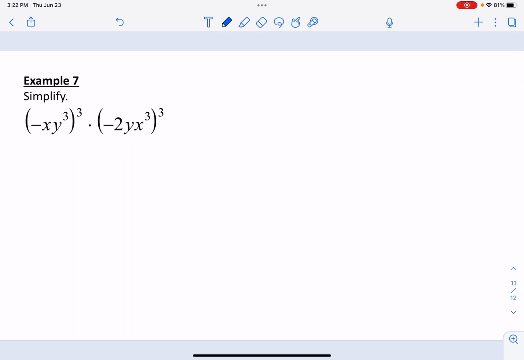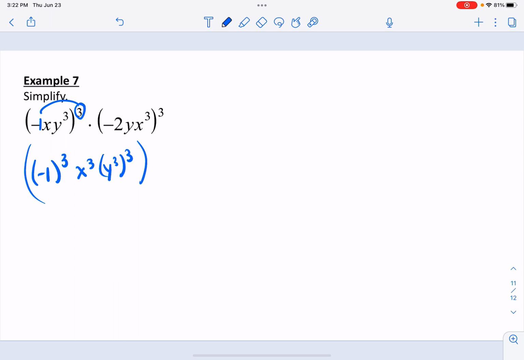Okay, another one. So here, again, the 3 gets distributed. There's like a -1 there. So -1 to the third, x to the third, y to the third to the third. Okay, times our other term, -2 to the third, y to the third, x to the third to the third. Okay, so now I simplify.